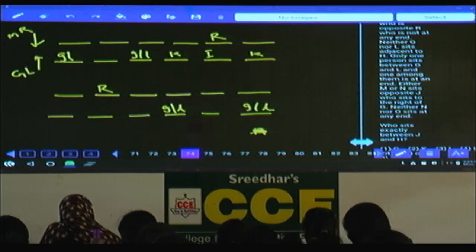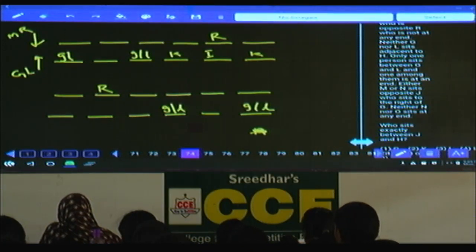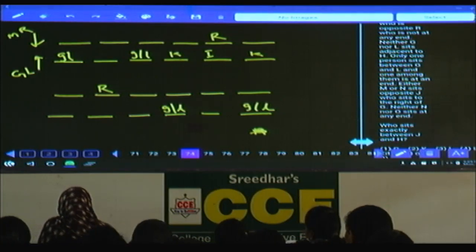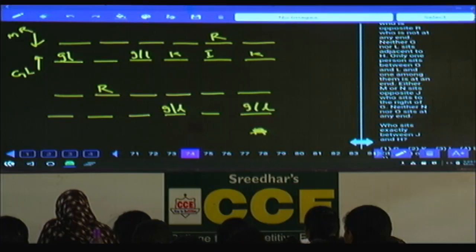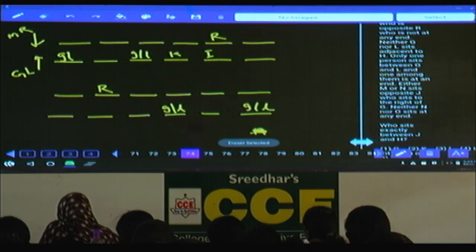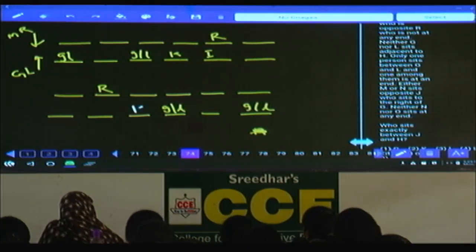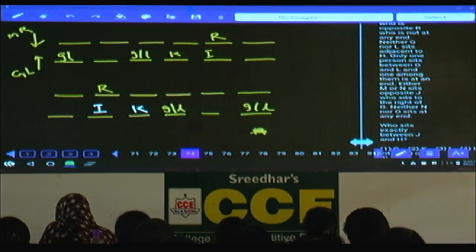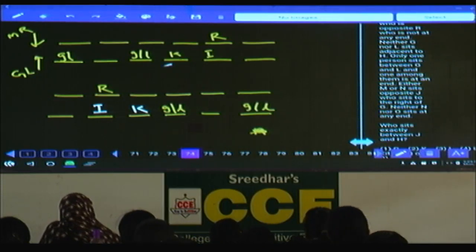K sits adjacent to L or G. See here, K sits adjacent to I, again K sits adjacent to L or G, and that K cannot be at the extreme end. Are you following this one or not? As K cannot be at the extreme end, where should this K be? K must be here only. And similarly here also, K must be here, and K sits adjacent to I. K sits adjacent to I who is opposite to R, who is not at any one of the extreme ends. K sits adjacent to L or G. Now here K is seated adjacent to L or G, here also K is adjacent to L or G.